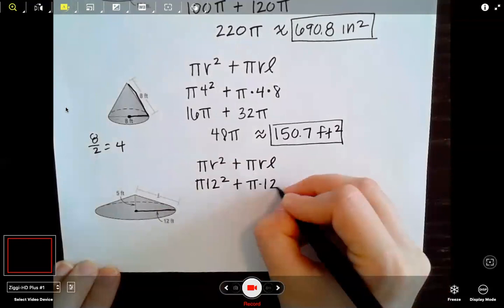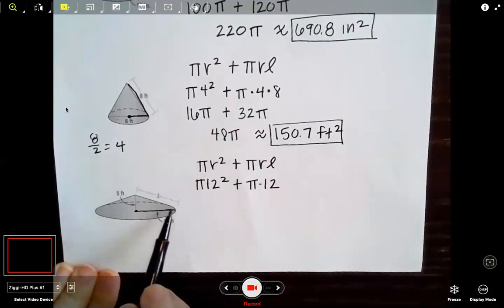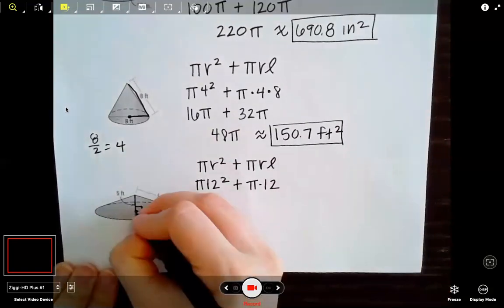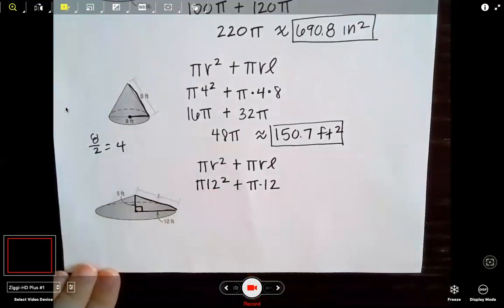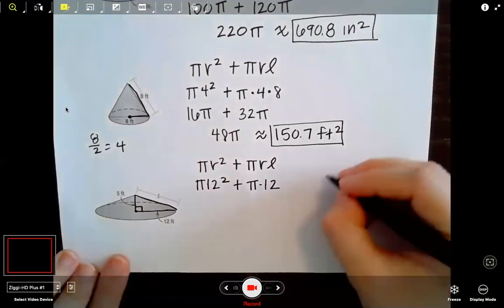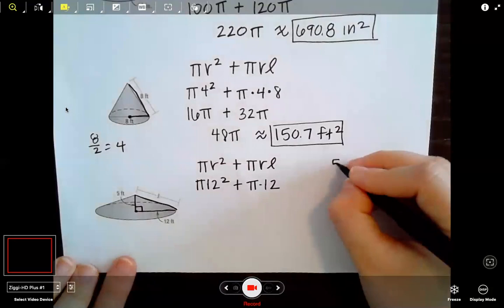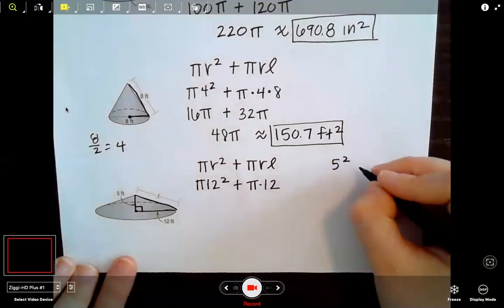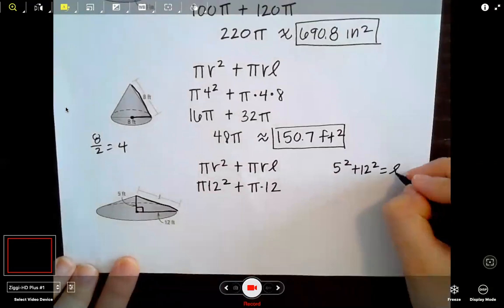But now look, do we know what our slant height is here? Nope. We can find it because look, what kind of a triangle do we have here? Right. And what theorem can we use to help us find it? Pythagorean theorem. Yep, so let's go to the side over here and we'll write it. So it's going to be 5 squared plus 12 squared equals L squared, or X, whatever letter you want to use.